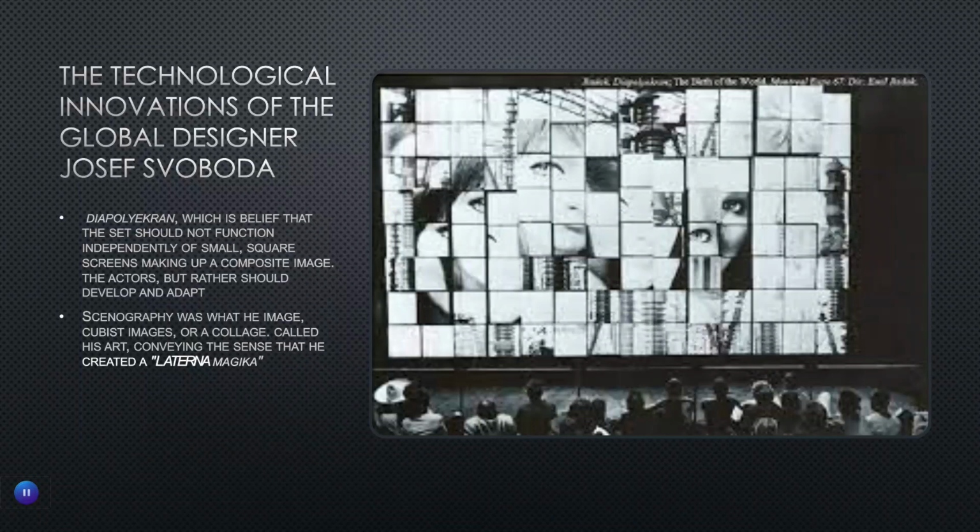The technological innovations of the global designer Josef Svoboda. Polyekran, which is believed that the set should not function independently of the actors, but rather should develop and adapt, using small square screens making up a composite image.